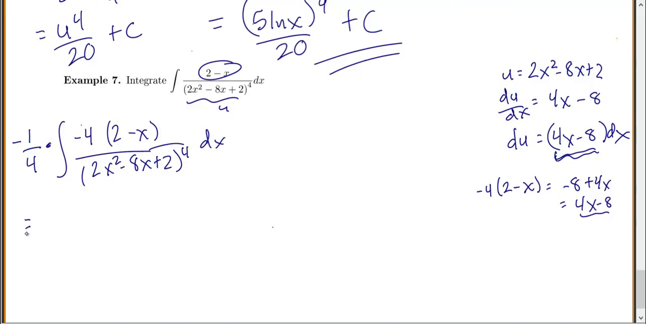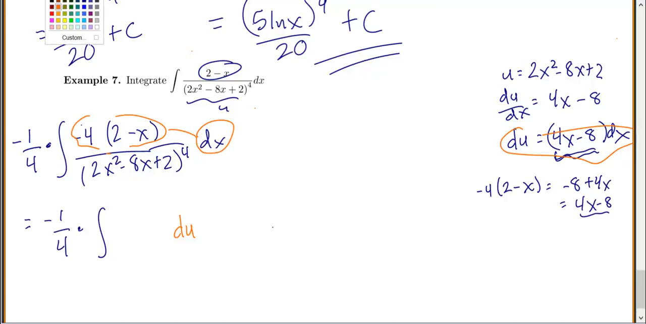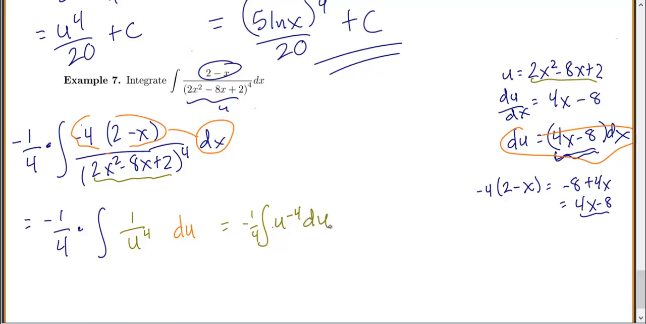So now that we've done that, we can go back through. My negative 1/4 will still be there, times the integral. Now this negative 4, 2 minus x, and dx together is all my du. So that's going to be just the du. And now this 2x squared minus 8x plus 2, that's u. Now technically this is 1 over u to the power of 4. Or if you prefer, you could rewrite this as negative 1/4 times the integral of u to the negative 4 du. That's slightly easier to integrate.